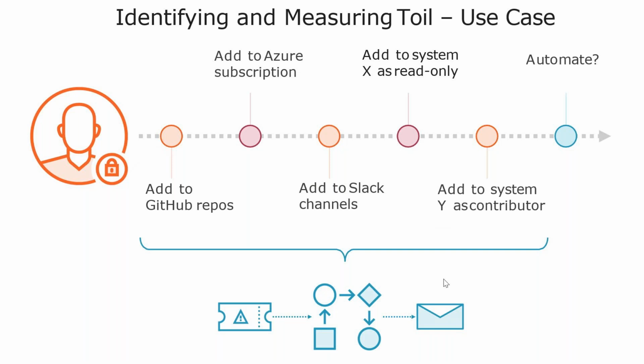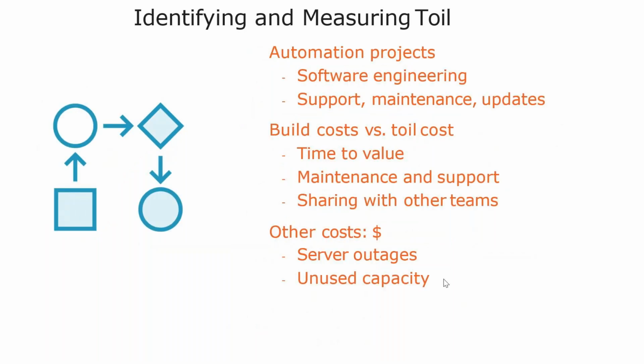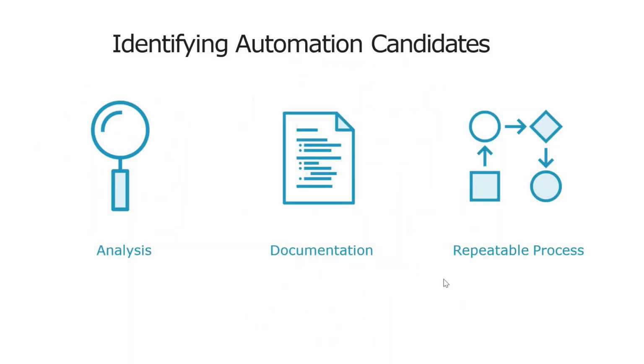So how do we identify? Some of the practices I'm going to talk about. Identifying and measuring toil should be driven by data-driven analysis. Identify the toil and then quantify the toil. Again, you should check the toil reduction backlog and prioritize the projects. Also check who is involved and the progress. You should also do a cost-benefit analysis, whether that particular toil is worth working on or not. Also check all the engineering approaches and automation options available. You should also check build cost versus toil cost. That means if I don't automate, how much will it impact, and if I automate, how much will it impact, and then the cost also.